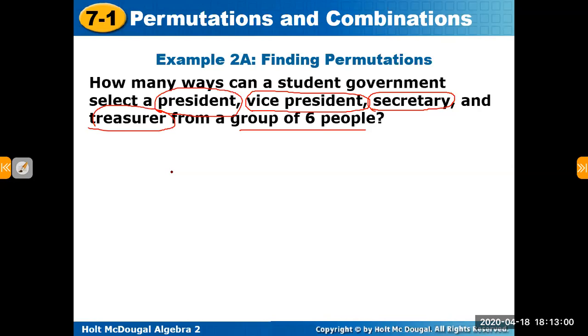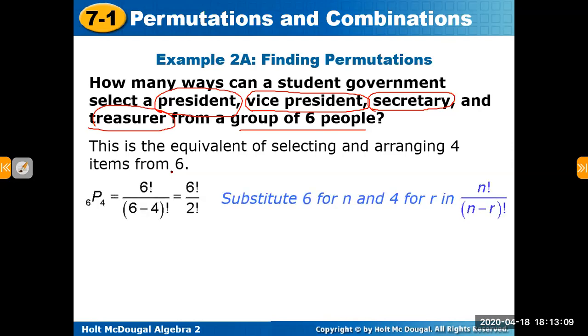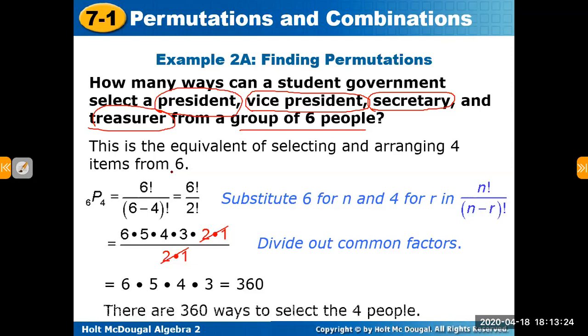So we will use permutations. It will be 6P4, which is 6 factorial divided by 2 factorial, and the answer will be 360 permutations possible. So there are 360 ways to select 4 people out of 6 people.